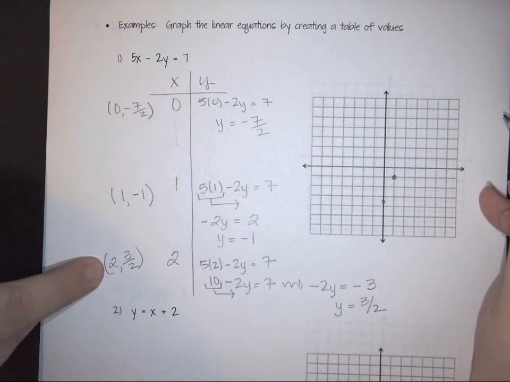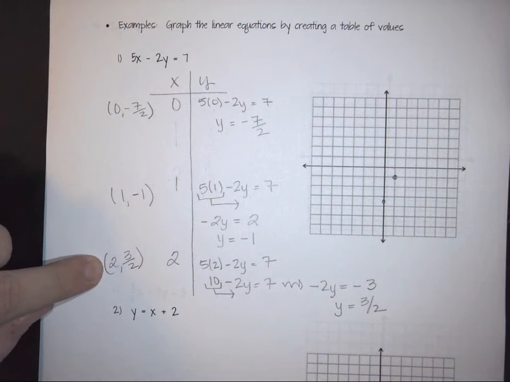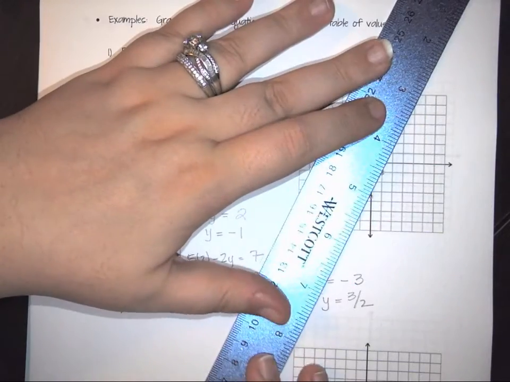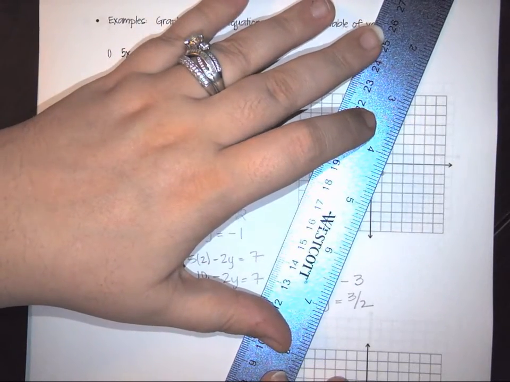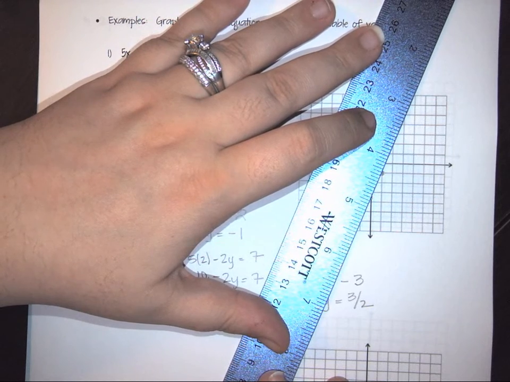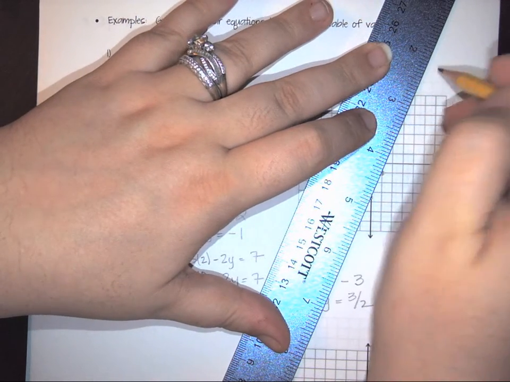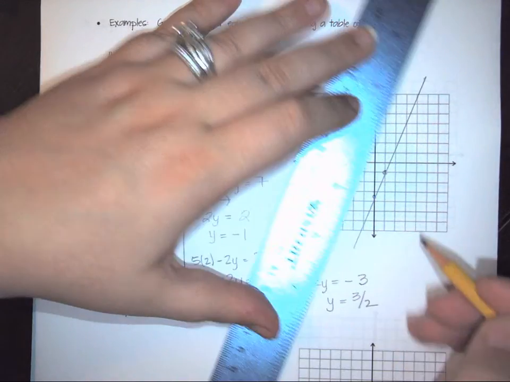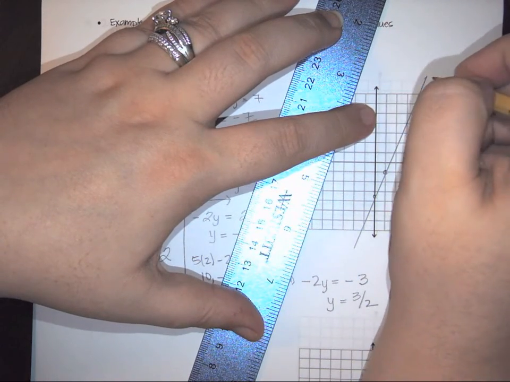And then we use the final point as kind of like a checkpoint. So a checkpoint works like this. First, we're going to go ahead and connect our dots because you only need 2 coordinates in order to graph. So go ahead and connect them. I'm choosing to use a ruler. Of course, you wouldn't have to.